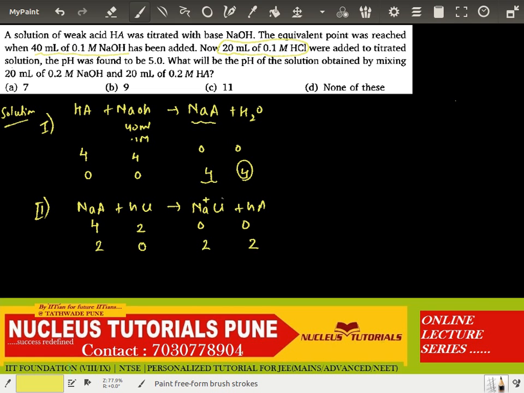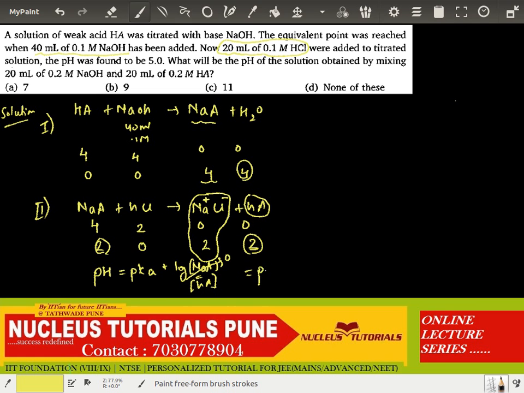This NaCl is a salt of a strong acid and a strong base, so the pH hardly changes because of this. What remains is the weak acid and its salt, so it's a case of a buffer. We'll use the buffer formula: pH is equal to pKa plus log of salt over acid, that is NaA upon HA. Since the concentrations of this and this are the same, this is also 2 and this is also 2, this becomes log 1, which is equal to 0, which means pKa should be equal to pH, and pH is given to us as 5.